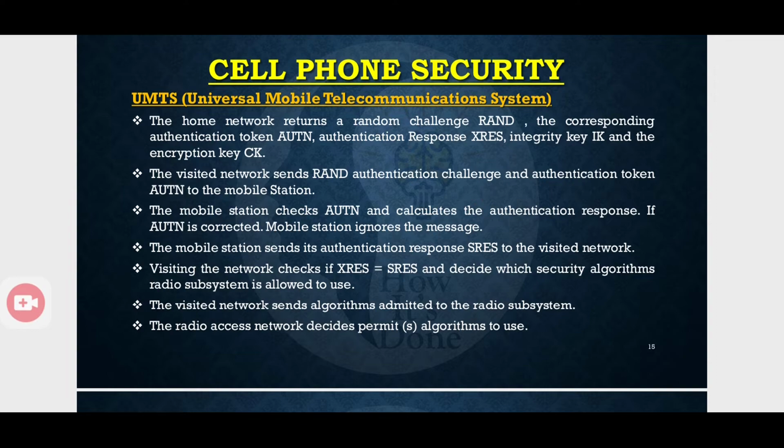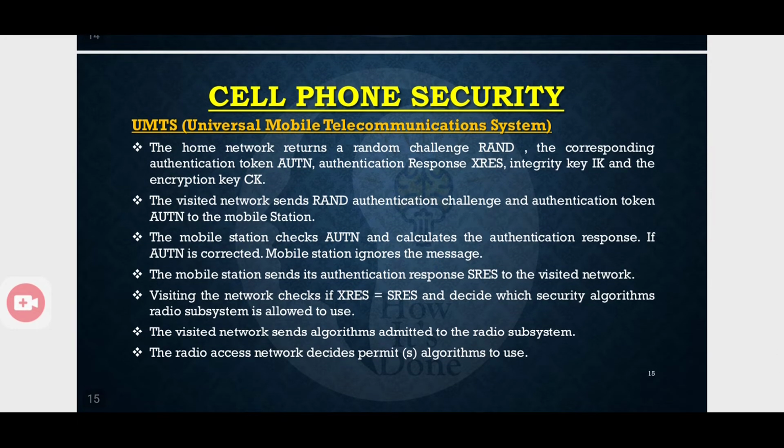So once this data reaches the visited network, it sends a RAND authentication challenge and an authentication token to the mobile station. And here the mobile station checks this authentication token and calculates the authentication response. If the authentication token is correct, the mobile station accepts the message. And the mobile station sends its authentication response SRES to the visited network.